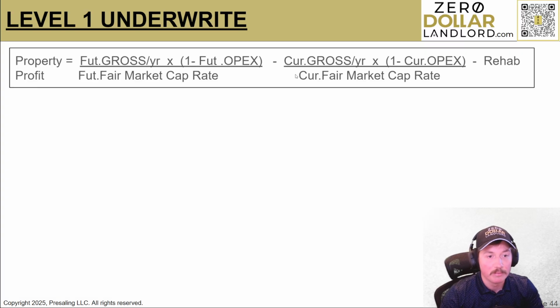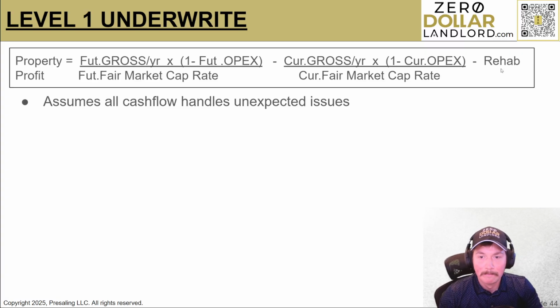You're supplying different numbers because your future cap rate isn't going to equal your current. Your future gross isn't going to equal your current. Your future OPEX isn't going to equal your current. But otherwise, you just figure out the value for both, which we already did earlier, and we already know how to do it. So pretty straightforward. And then, of course, subtract out the rehab.